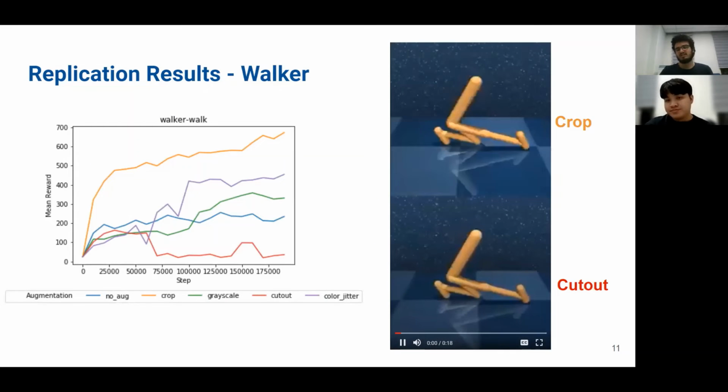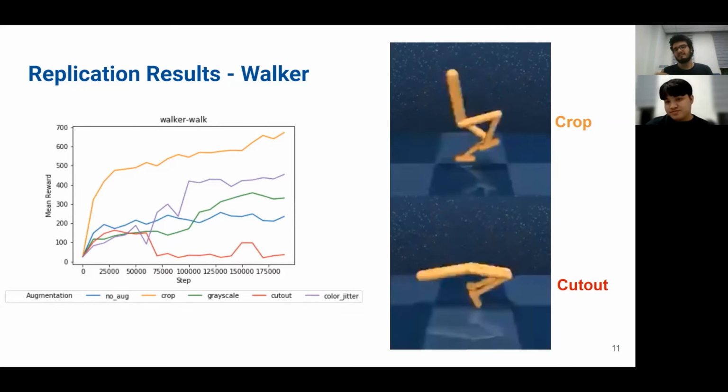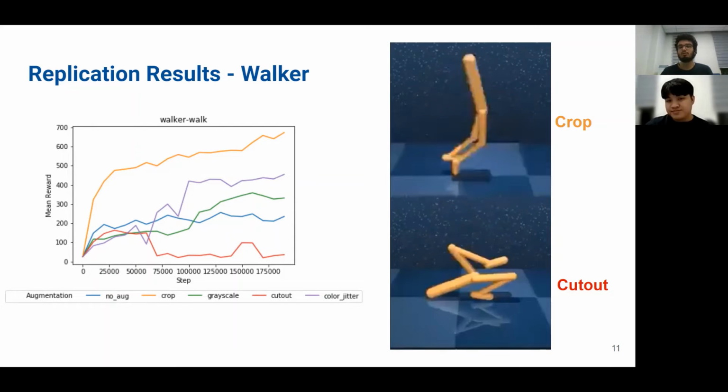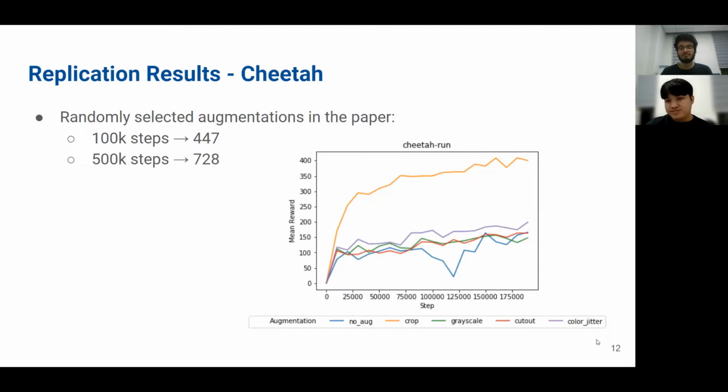We can watch here the case of crop on top and cutout in the bottom, and we see that the cutout one does not learn, while the crop one actually learns how to walk quite well. These are the results in the Cheetah environment. In this case, crop is really good, while the other ones are extremely bad. So there's a really big difference between crop and all the other augmentations, or no augmentation at all.